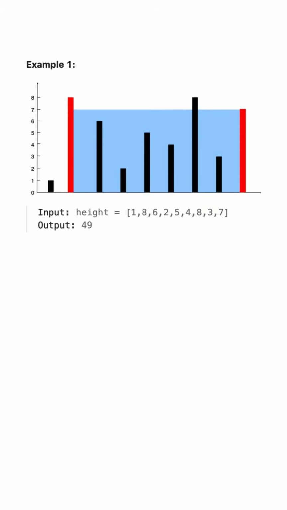In this example, the left line has height 8, the right one has height 7, the shorter height is 7, the width is also 7 as shown in the shaded blue. The maximum area is 7 times 7 equal to 49, which is the answer.